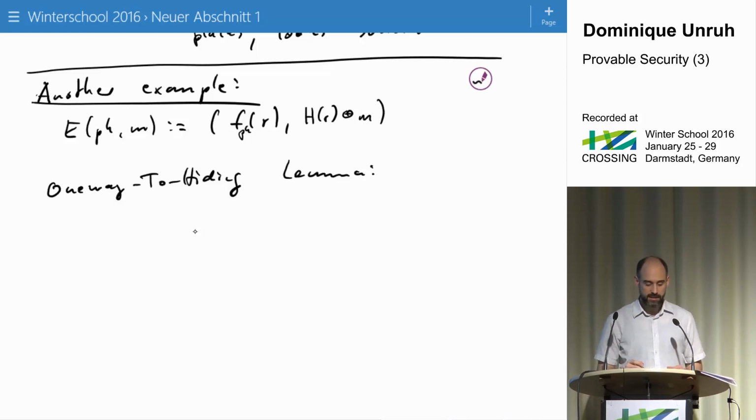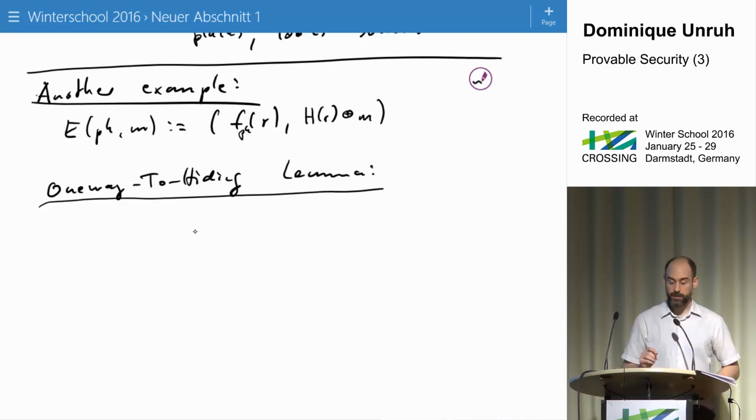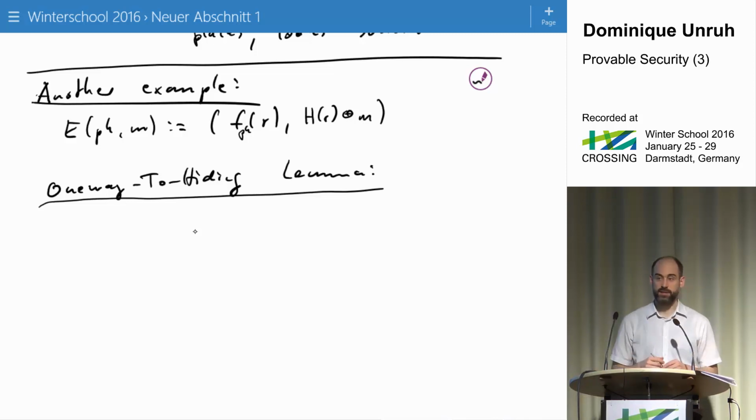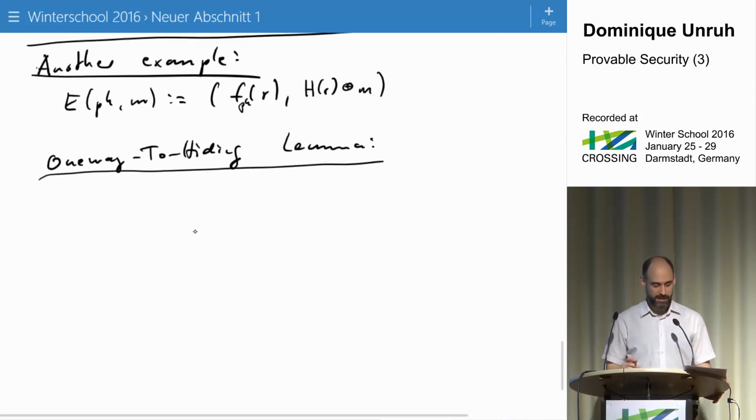So, yes, indeed, we can use something which I call the one-way to hiding lemma, which turns out useful in a lot of situations. And there are even some extensions of it that do a limited adaptive reprogramming of the random oracle. I'm bragging here because I did that one, but I find this a powerful technique. So what does this lemma say?